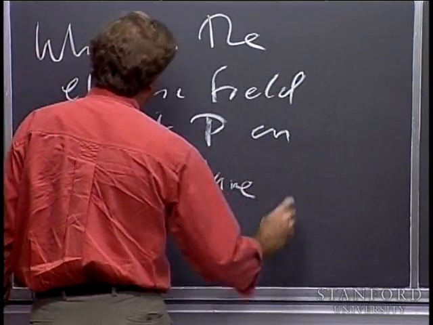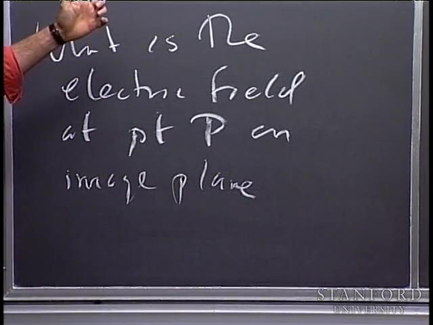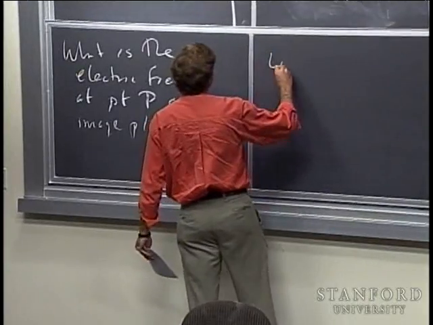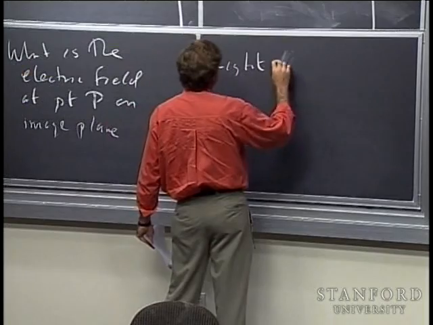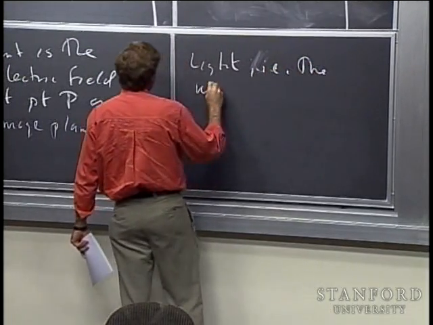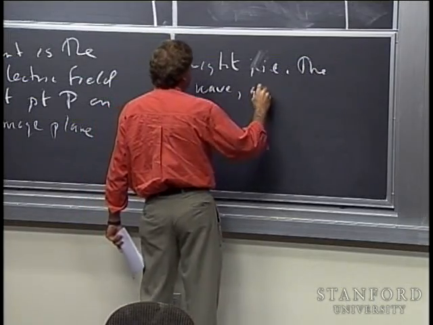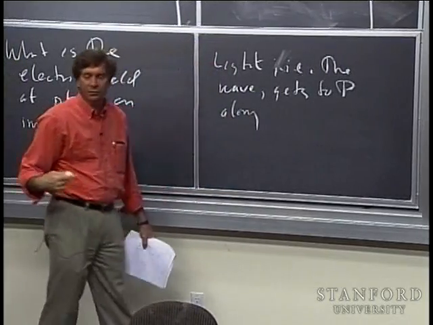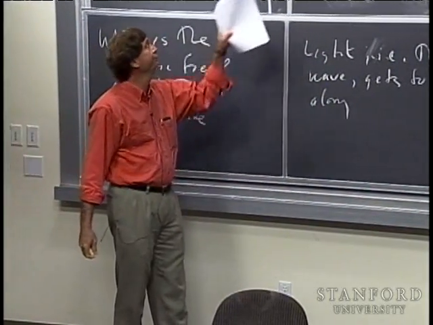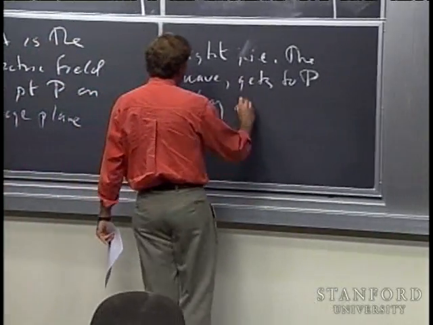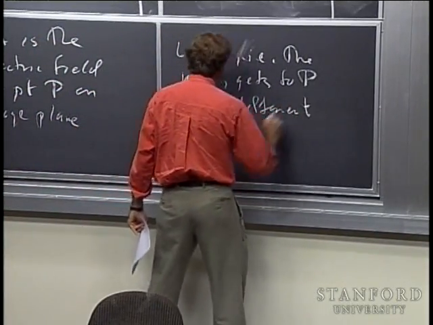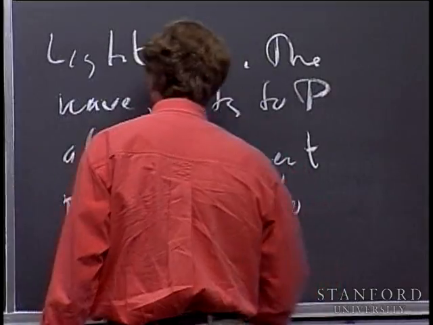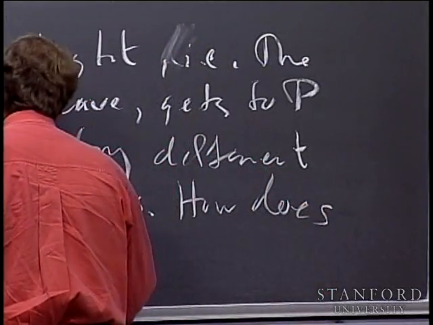Light passes through the slits. It gets to P from different paths. And the question is, how do they all add up? So the light, that is to say the wave, gets to P along different paths because it is bent, or it seems to be bent, when it passes through the apertures. How do the results add up?